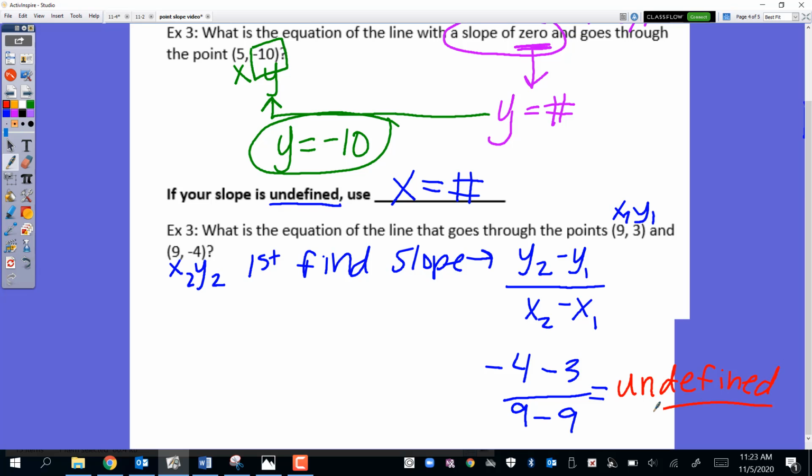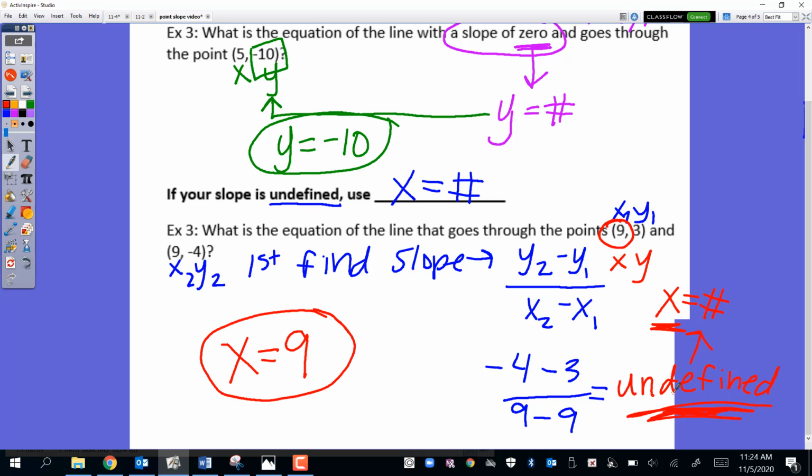Okay, that's a special slope. That's not a number. I can't plug that into point slope form. So when it tells me undefined, then that means my equation is going to be x equals some number. Well, in this question, like in the last one, I only had 1 point to pick, but this one I have 2 points. But if I look at both of these points, both of their x numbers are the same number. It's 9. Oh, so my equation is going to be x equals 9.